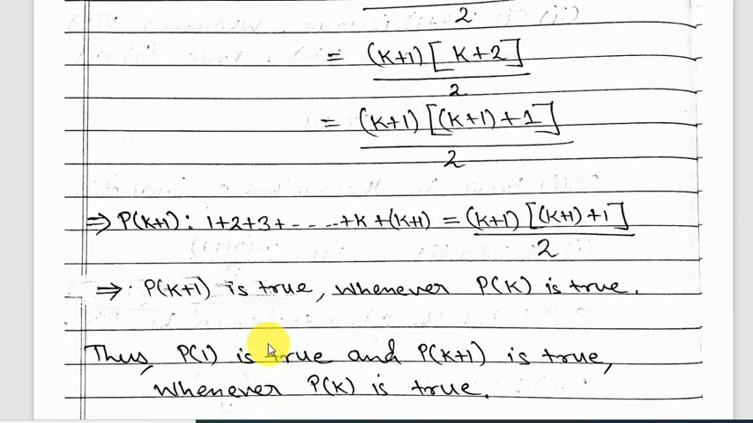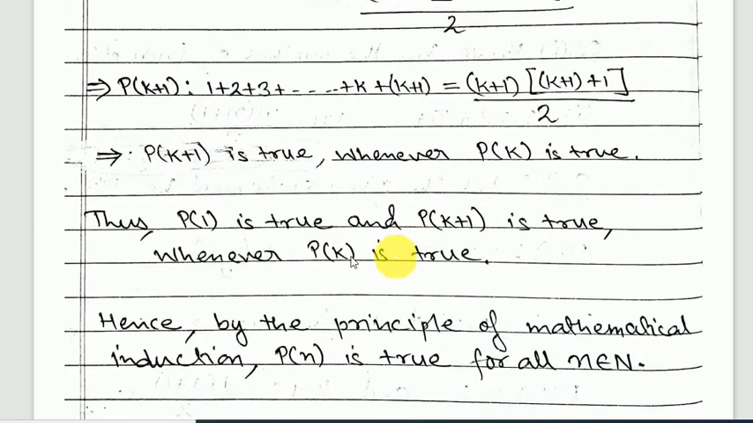So what we observe is that if we assume the statement is true for natural number k, then the statement will also be true for k plus 1. So we have shown it. Thus the statement is true for natural number 1, and it is also true for natural number k plus 1 whenever it is true for some natural number k. Hence by the principle of mathematical induction, Pn is true for all n belonging to natural numbers.